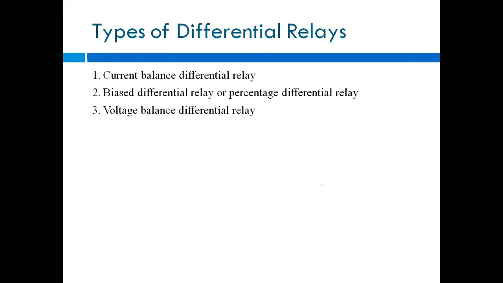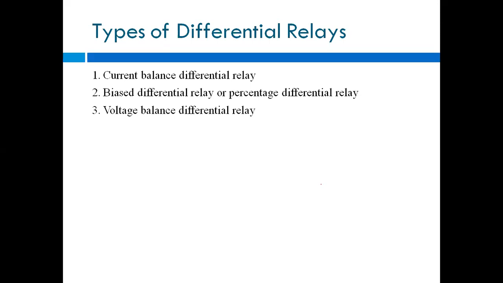First, there are some types of differential relays. The first type is the current balance differential relay. Remember, this differential relay is mainly used for equipment protection, means for protecting transformers, alternators, etc. When we see equipment protection in that chapter, we'll see this relay. Everywhere we are using the differential relay there.